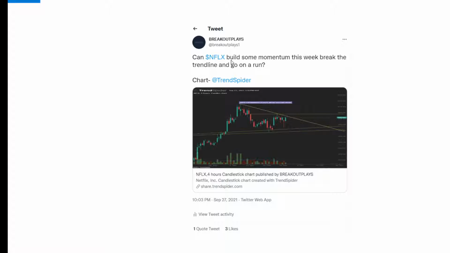I put, can Netflix build some momentum this week, break the trend line and go on a run? So I was looking at the 4-hour chart. Like I said, if you scroll back on the tweet, you'll be able to see the chart I posted. This was the trend line on the 4-hour, and I was looking for it to break out of the trend line for a run. So that was the tweet.